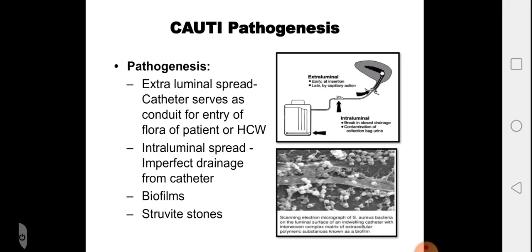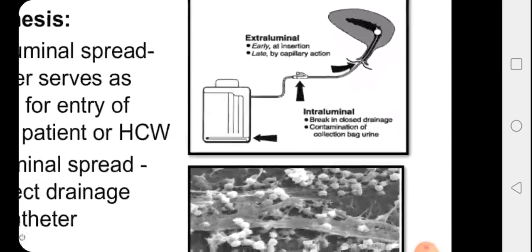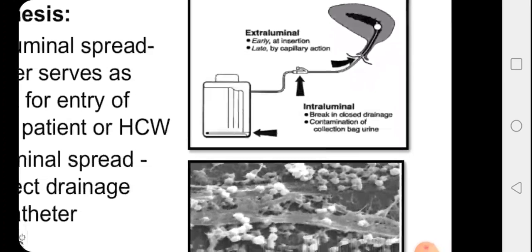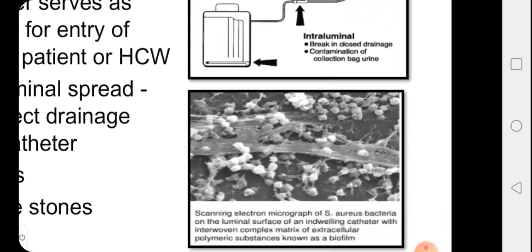Next, the rare causes like struvite stone formation happen when there's urease infection. What urease does is it converts the urea in the urine into ammonia, increasing the pH, causing struvite stones or hydroxyapatite stones, which cause urinary obstruction. Okay, so you can look in this picture. The extraluminal spread, which is more common, and intraluminal spread, and the biofilm formation of Staphylococcus.